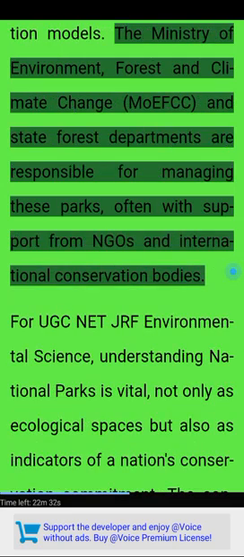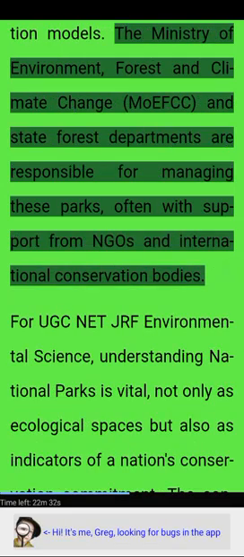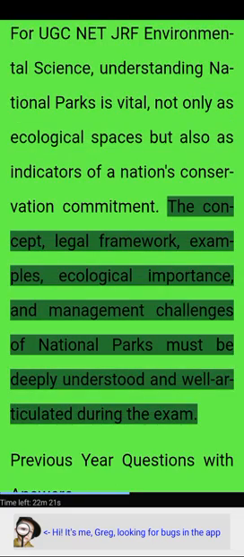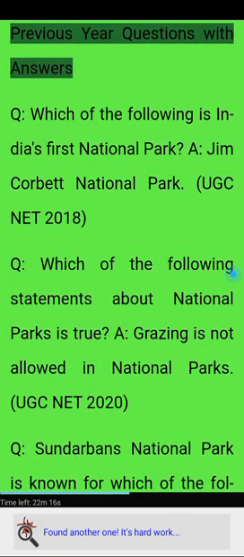The Ministry of Environment, Forest and Climate Change (MoFCC) and state forest departments are responsible for managing these parks, often with support from NGOs and international conservation bodies. For UGC NET JRF Environmental Science, understanding national parks is vital, not only as ecological spaces but also as indicators of a nation's conservation commitment. The concept, legal framework, examples, ecological importance, and management challenges of national parks must be deeply understood and well articulated during the exam. Previous year questions with answers.